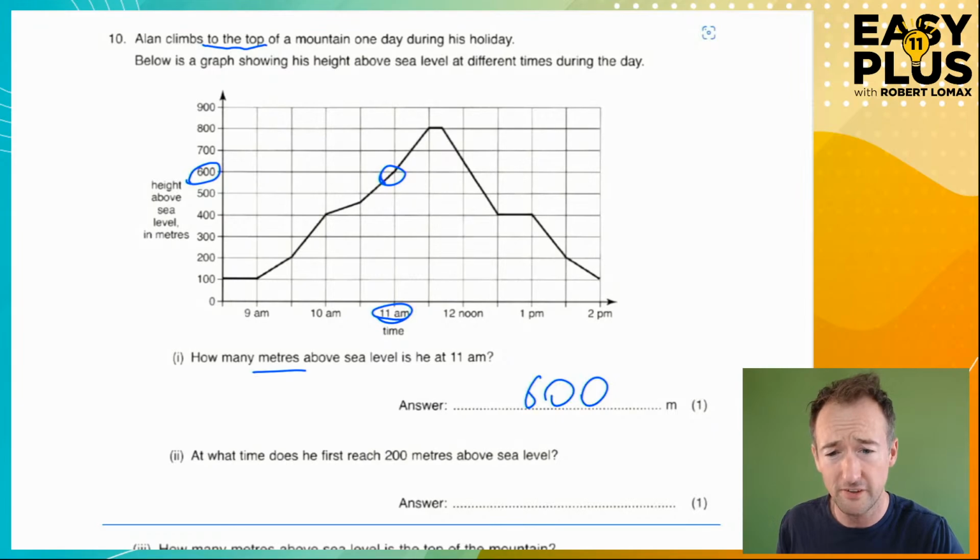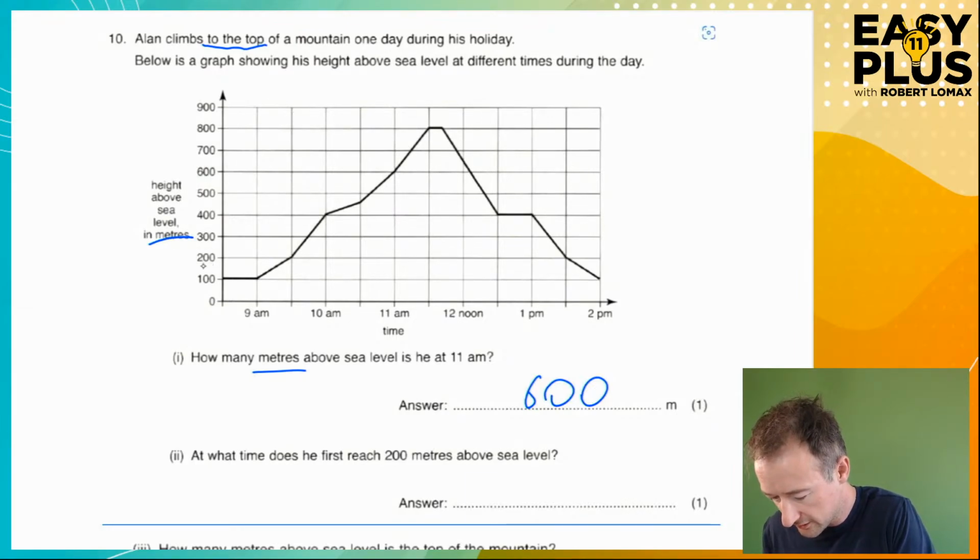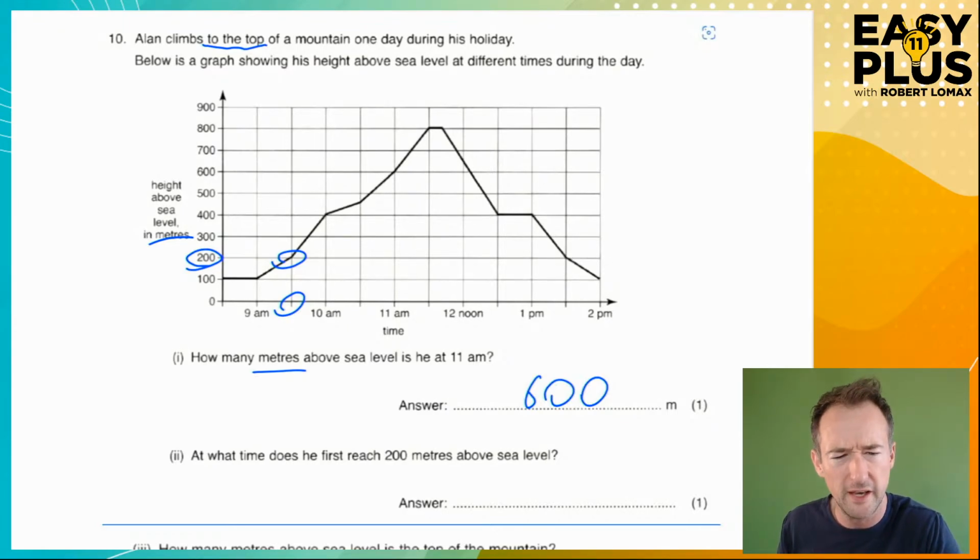At what time does he first reach 200 meters above sea level? Okay, because I've got this magic rubbing device, I'm going to make some space. 200 meters. So now we're looking at the height, meters. 200 is here. We go across, it's there. We go down, it's here. What is that? It's halfway between 9 a.m. and 10 a.m. Do we call that 9.5 a.m? We don't, not unless we want to lose marks.